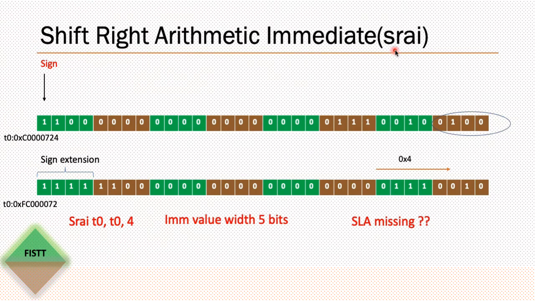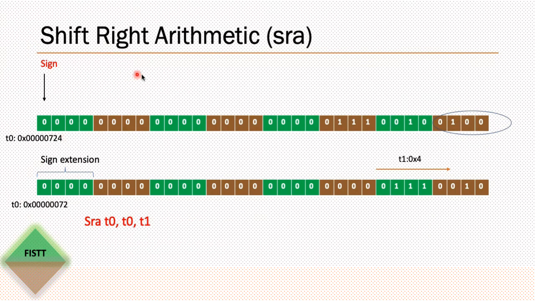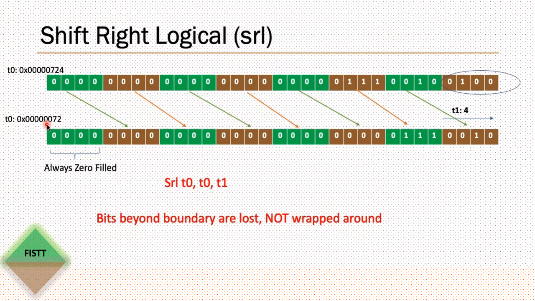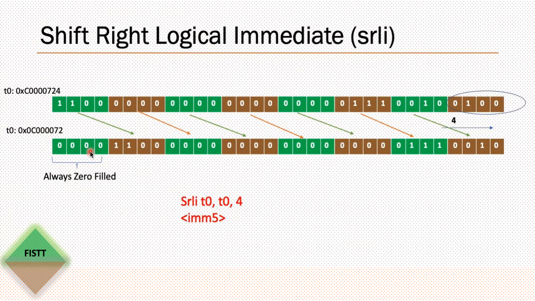So again, within immediate value, but here I have taken an example. This is a signed value, so let's see how this works and how it differs from the logical shift. If the sign bit is 0, then the shift right arithmetic and shift right logical results are almost the same.